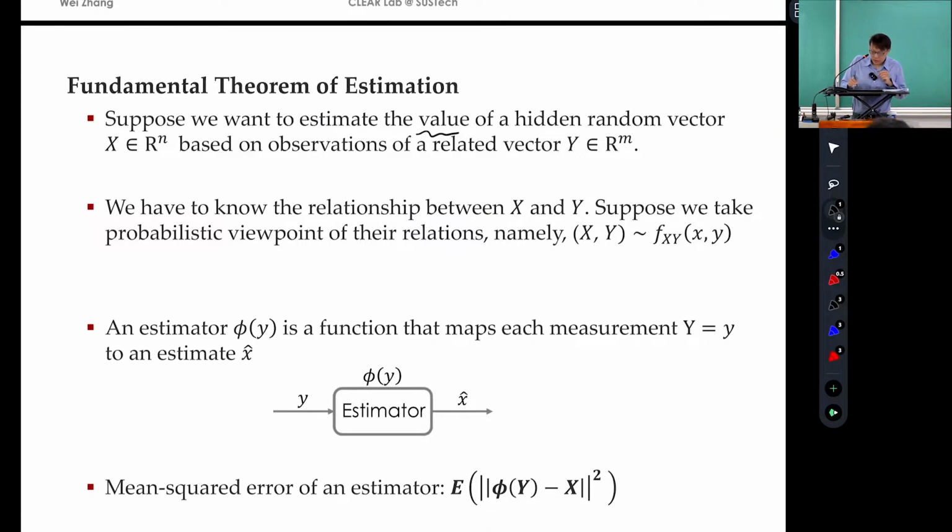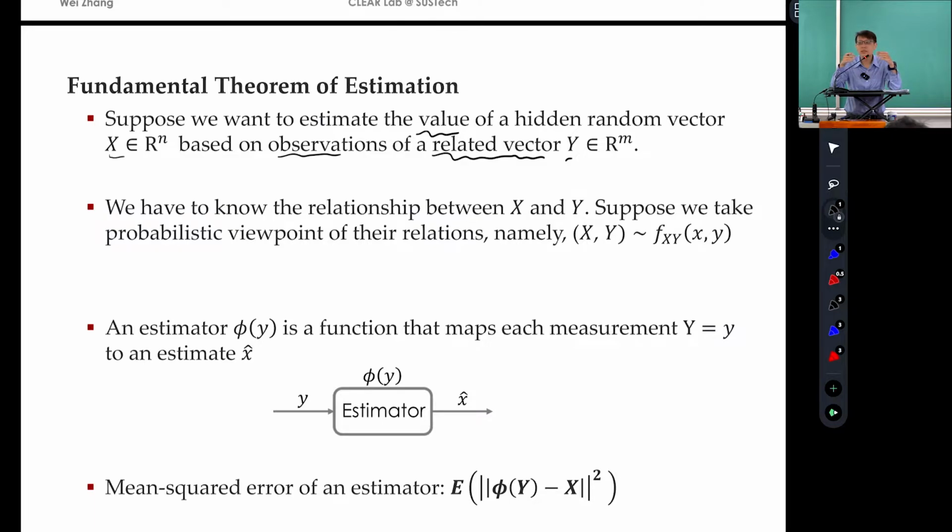So I want to estimate the value of this x based on observations of a related vector y. That's roughly almost all estimation problems. Let me repeat: you can think of all of these estimation problems, even the majority of machine learning problems, as trying to solve this problem.